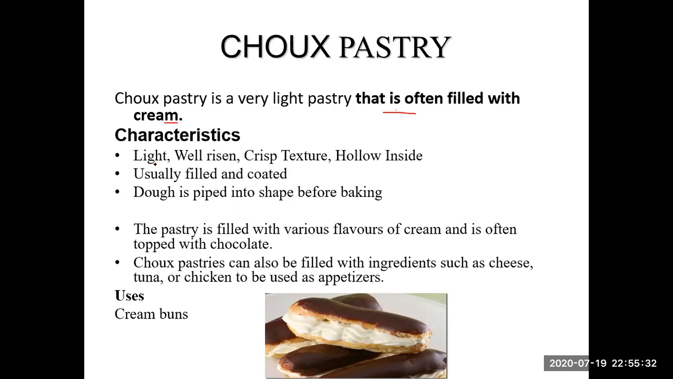So there are some characteristics: light, well risen, crisp texture, hollow inside. These are the common characteristics of the Choux pastry, that it will be hollow inside, so you can add any kinds of cream or any flavored things there. Usually filled and coated, the dough is piped into shape before baking. And the dough for that kind of pastry is actually a soft dough, so you can use it with any kinds of piping bags.